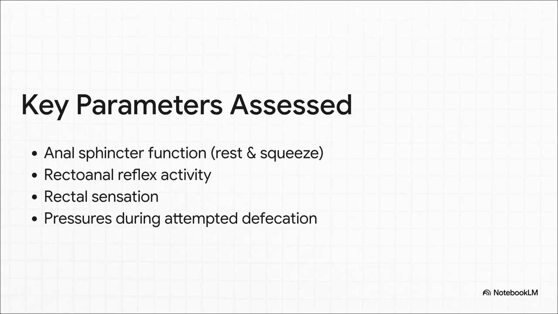First, anal sphincter function. We check the pressures at rest and during a squeeze to see how strong those muscles are. Second, we test rectoanal reflexes to make sure the nerve pathways are working. Third, rectal sensation. Can the patient actually feel when there's stool in the rectum? And finally, the most important part for dyssynergia. We look at what happens to the pressures when the patient tries to bear down.